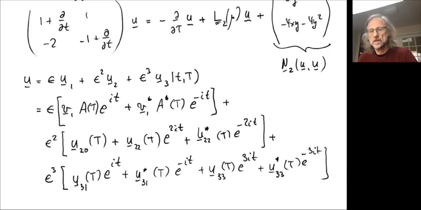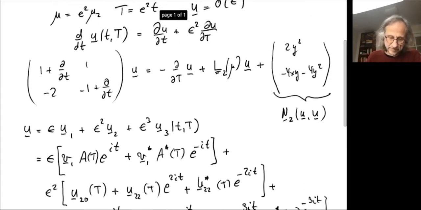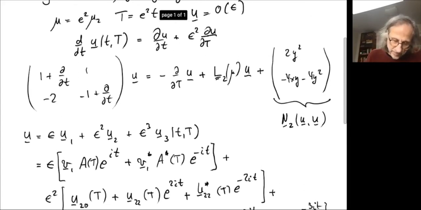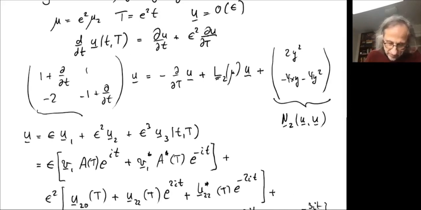Okay, good. So what's going to happen? Well, we need to plug that in, and we expect a solvability condition to show up. Well, where does it come from? This is this linear operator. Let me call it L0.